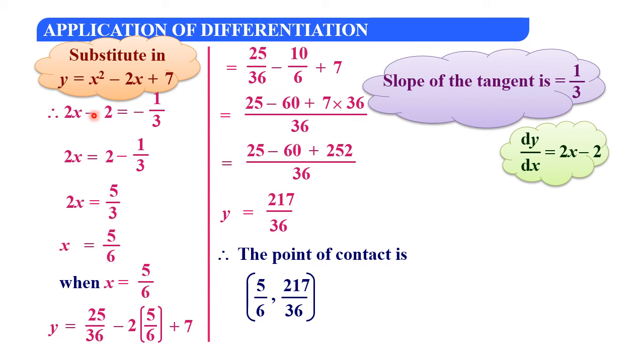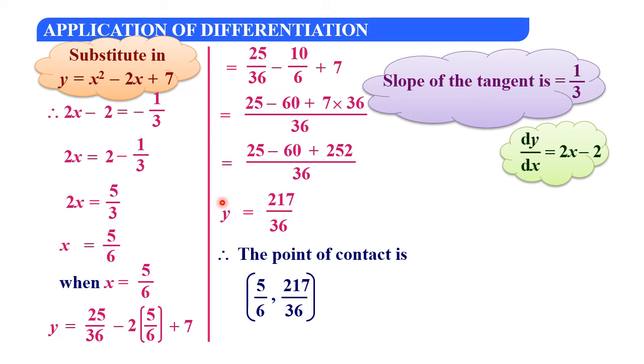So dy by dx equal to 2x minus 2 equal to minus 1 by 3. After simplifying this term, you will be getting the value of x, that is 5 by 6. Put x equal to 5 by 6 in the original curve. Here you will be getting the value of y. After simplifying this term, you will be getting y equal to 217 divided by 36.